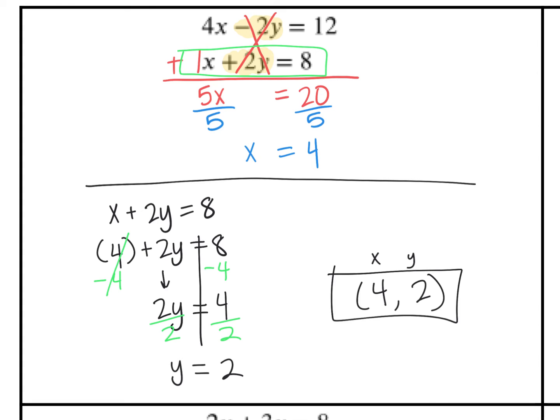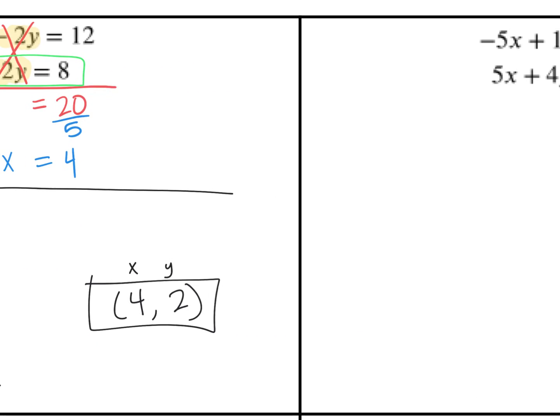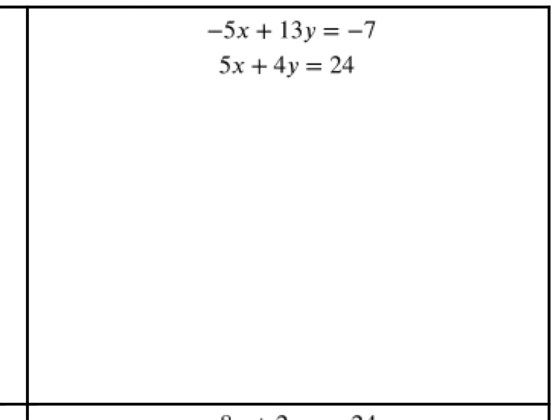Okay, let's look at our second problem here. So our second problem is negative 5x plus 13y equals negative 7, and 5x plus 4y equals 24. So first step, step 1, we add the two equations together. And look for those opposites. So notice this time our x variable has the opposite, okay? We have a negative 5x, and then this would be a positive 5x. So we know that these are the ones that are going to cancel out.